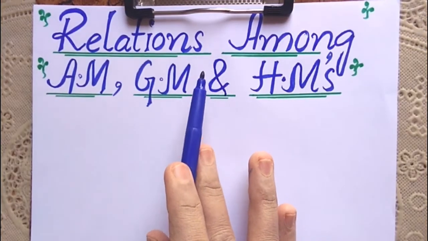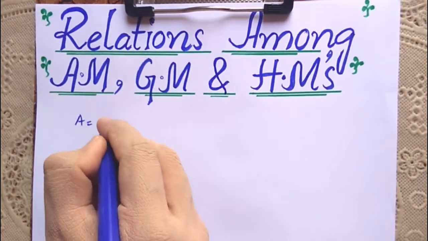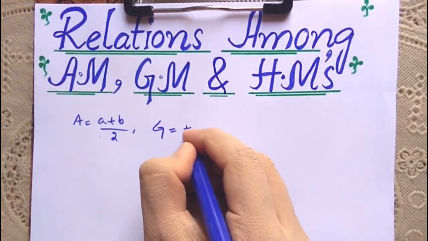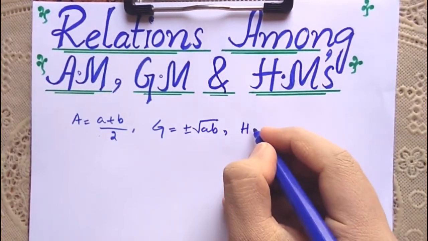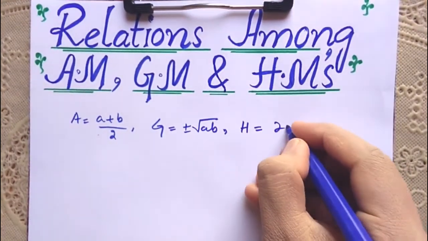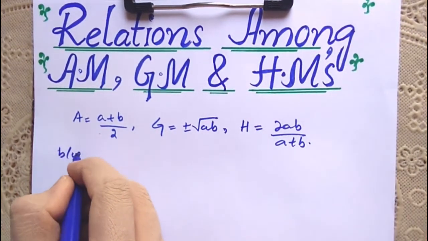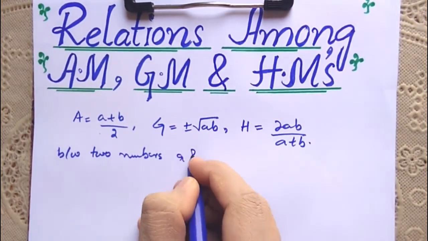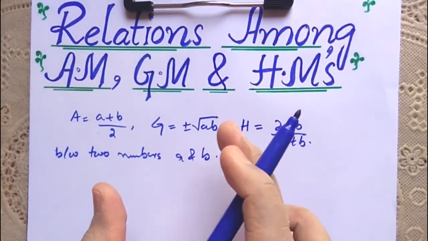In the previous videos we have derived formulas for the arithmetic mean, that is A is equal to (a plus b) upon 2, for the geometric mean, G is equal to plus minus radical ab, and for the harmonic mean, H is equal to 2ab upon (a plus b), between two numbers a and b.